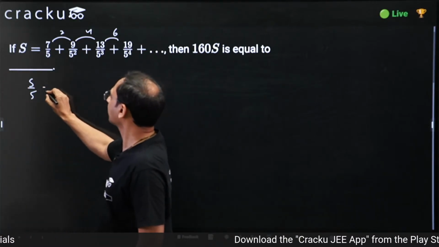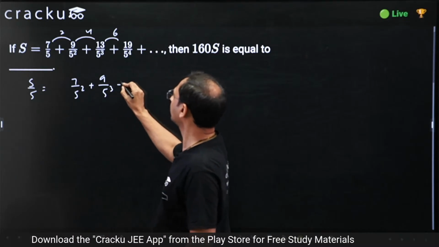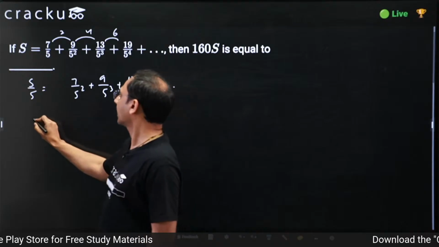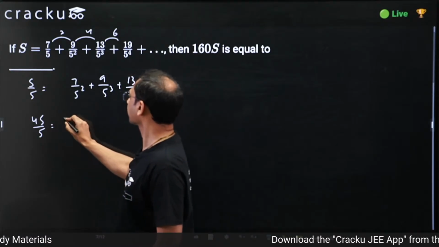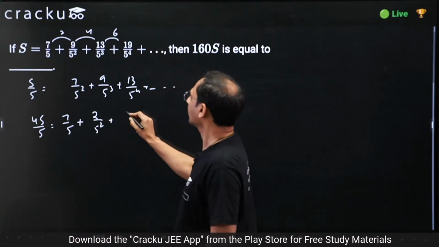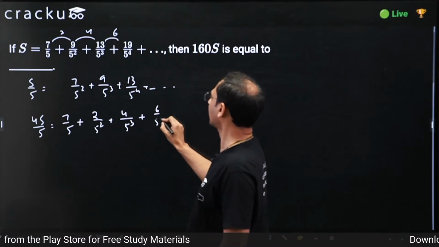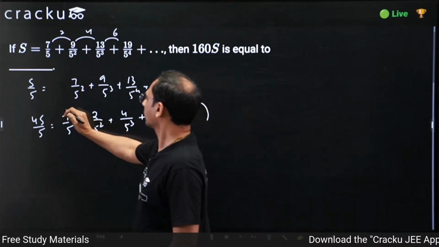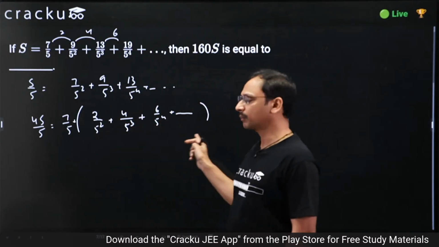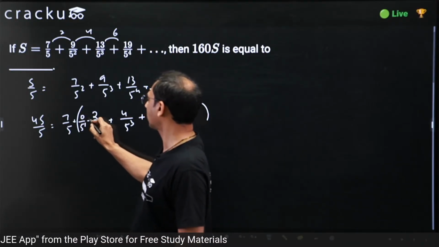Let us multiply by 1 by 5 on both sides. I get 7 by 5 squared plus 9 by 5 cubed plus 13 by 5 to the power 4 and so on. If I subtract, I get 4S by 5 is equal to 7 by 5 plus 2 by 5 squared plus 4 by 5 cubed plus 6 by 5 to the power 4 and so on. So from here onwards, we have an AGP. Numerators are in AP, denominators are in geometric progression. If you want, you can write 0 by 5 to the power 1 also as the first term.